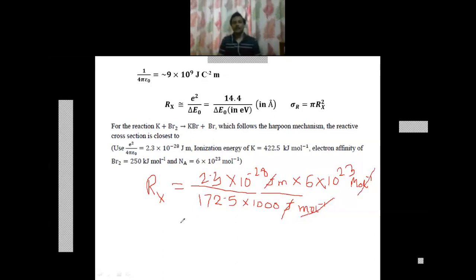right? And that is something like 8 into, you can work it out, I should be getting this 8 into 10 to the power minus 10 meter. Right. Then you apply this formula, sigma r, so that means reactive cross section, which is basically pi Rx square. Then you should be able to get the value you are expecting.